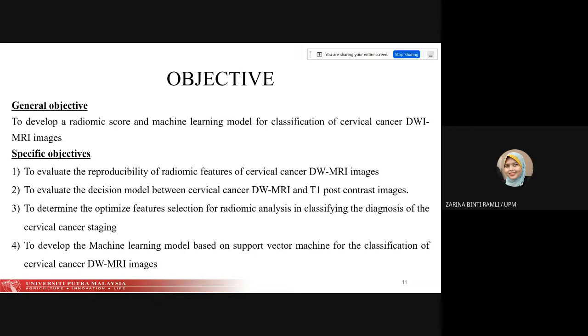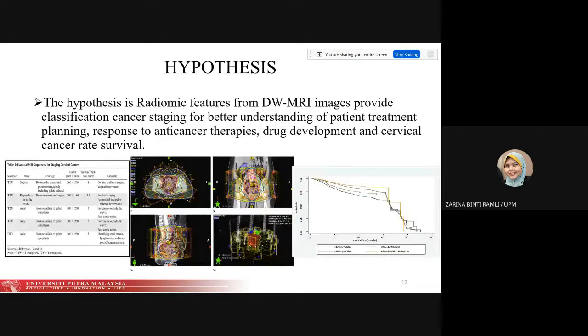And finally, to develop a machine learning model based on support vector machine for the classification of cervical cancer based on the DWI-MRI images. The hypothesis in the study is that radiomics features from DWI-MRI will provide classification of the cancer staging for better understanding of patient treatment planning, the response to anti-cancer therapy, drug development, and the cervical cancer survival rate.